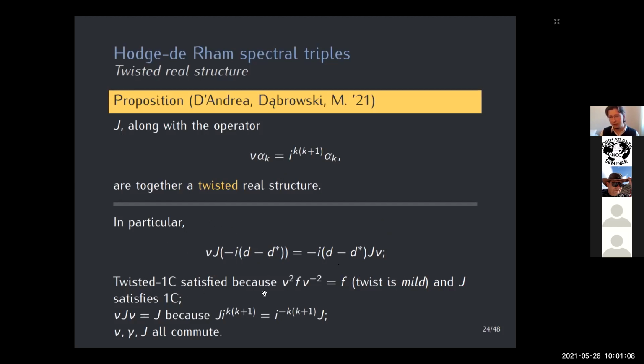The semi-twisted first order condition is not a problem because actually this twist is mild, which is to say that conjugation by the square of the twist operator is just identity. So the semi-twisted first order condition just reduces to the ordinary first order condition, which J does satisfy. And incidentally, it's also regular. And as far as the grading is concerned, everything commutes. So there's no problems there. In fact, this spectral triple will always have KO dimension 0.